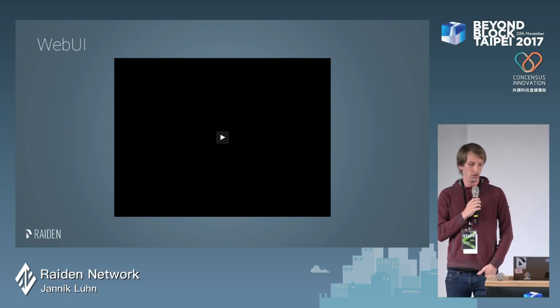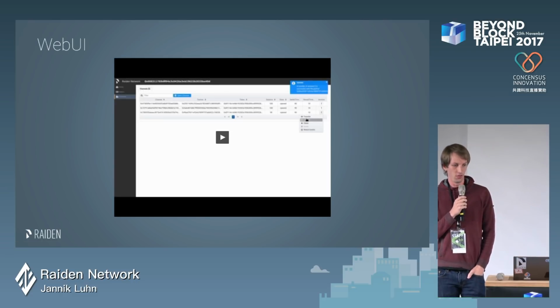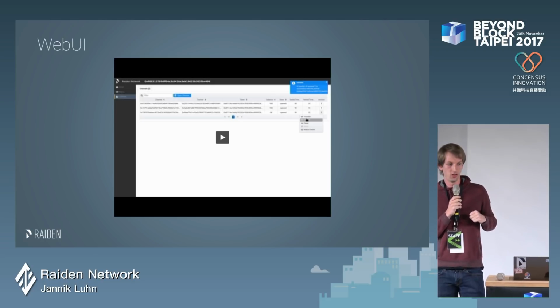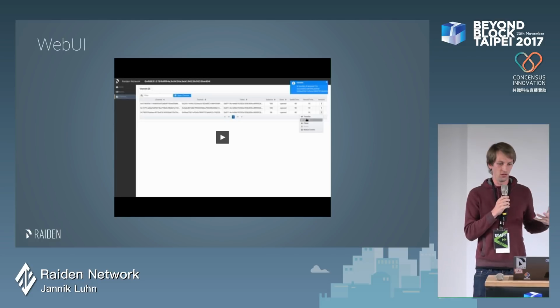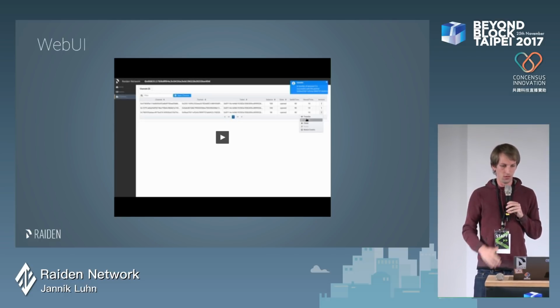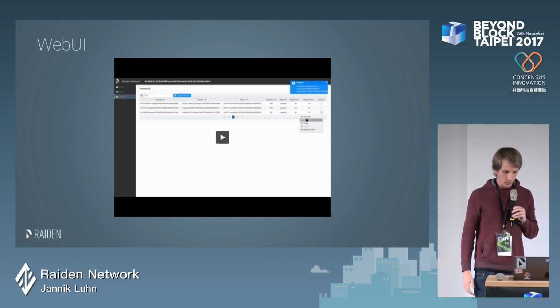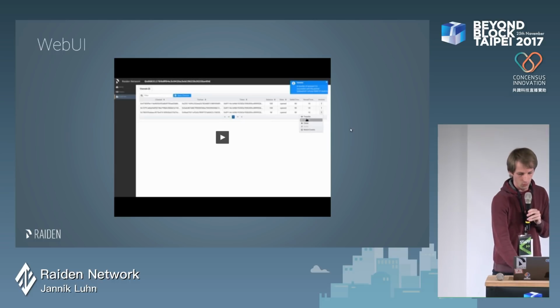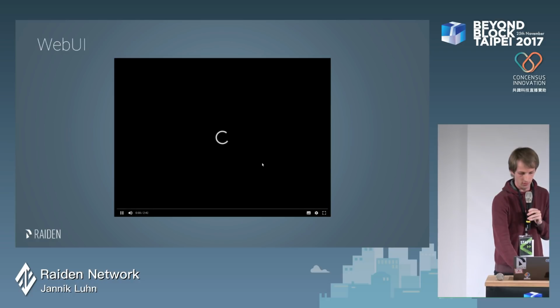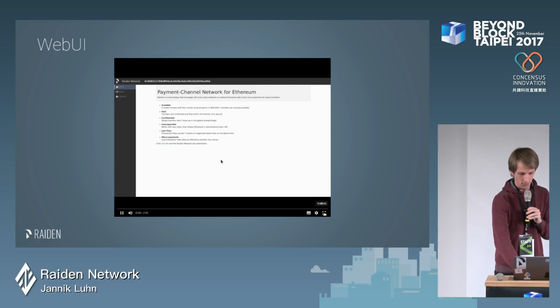There are two ways you can try it. There's the REST API, which you will need if you want to build applications on top of Raiden. But if you want to use it as a human, you can use a web interface. And for that, we have a video which shows how it looks, and I will walk you through it. If it looks like it's working.